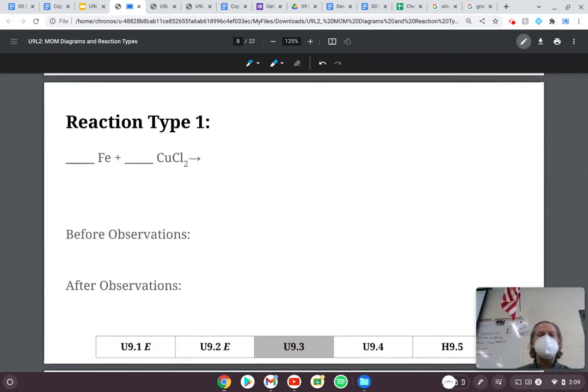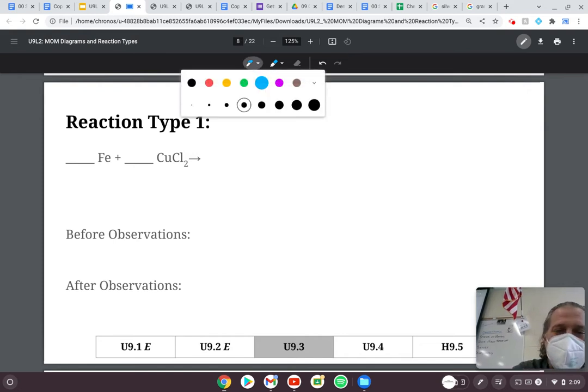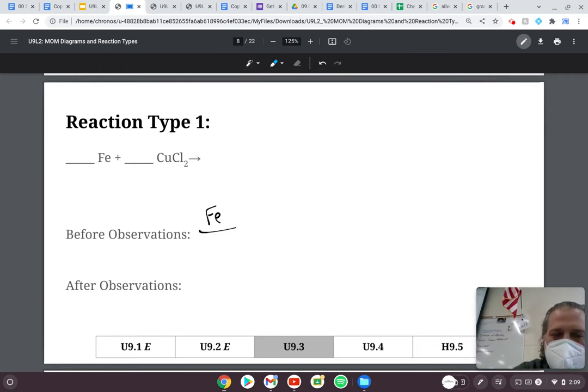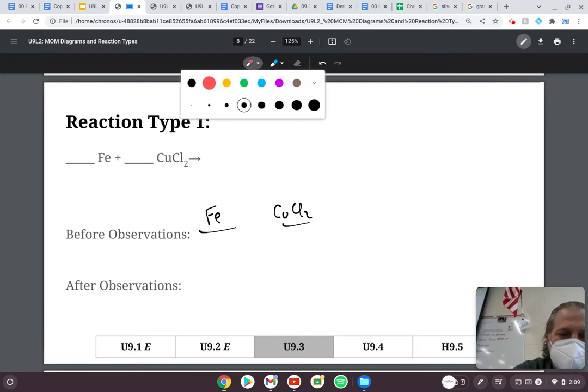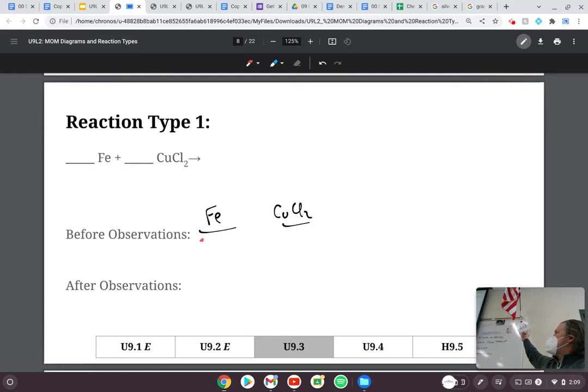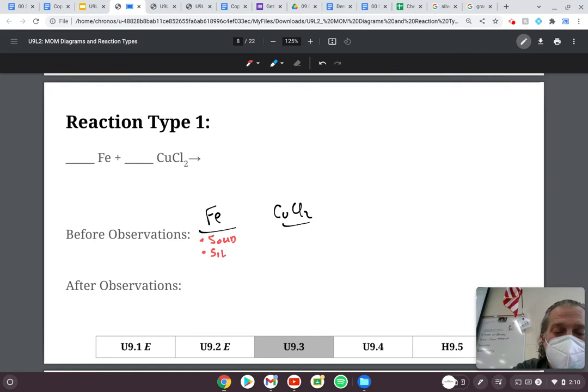Now, we have iron in this instance, and we're going to make some observations. We had iron, and we had copper chloride. Now, iron. Thinking about state of matter, color or lack thereof, texture, transparency, etc., what would you say about the iron itself? Solid? Yep, we've got a solid. What else? Silver. Yep, we could say it's silver. One might argue it's gray. What else could you say?